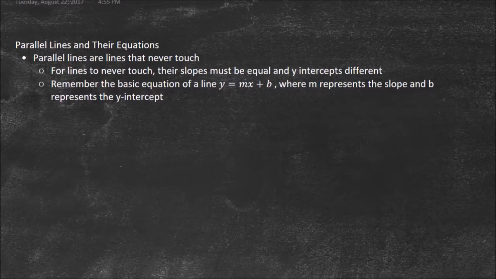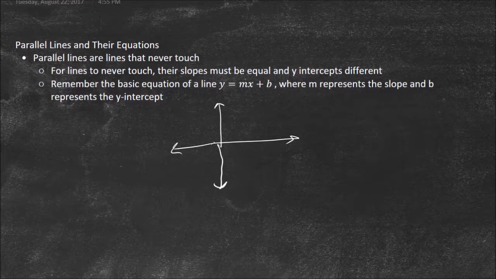So parallel lines are lines that never touch. For lines to never touch, there's one thing that has to be true, and it's that their slopes have to be the exact same. I really want to get this in your head, like why this is. For a line to never touch, that means that no matter if I extend it forever and ever, the two lines will never touch.